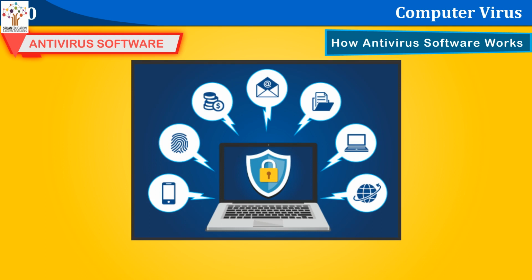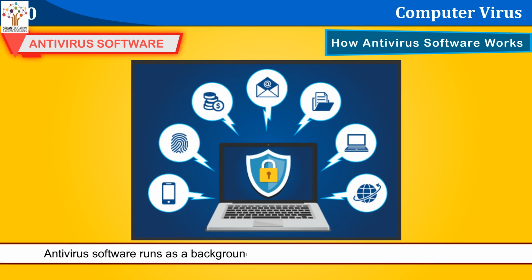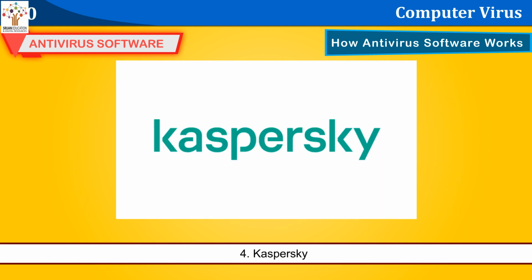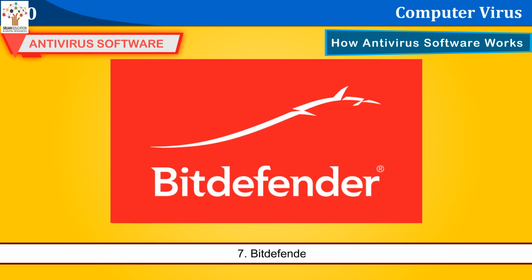How antivirus software works? Antivirus software runs a background process, scanning computers, servers, or mobile devices to detect and restrict the spread of malware. Many antivirus software programs include real-time threat detection and protection to guard against potential virus attacks as they happen, as well as system scans that monitor device and system files looking for possible risks. Some of the popular antivirus software are Avast, Norton, Quick Heal, Kaspersky, AVG, McAfee, Bitdefender.